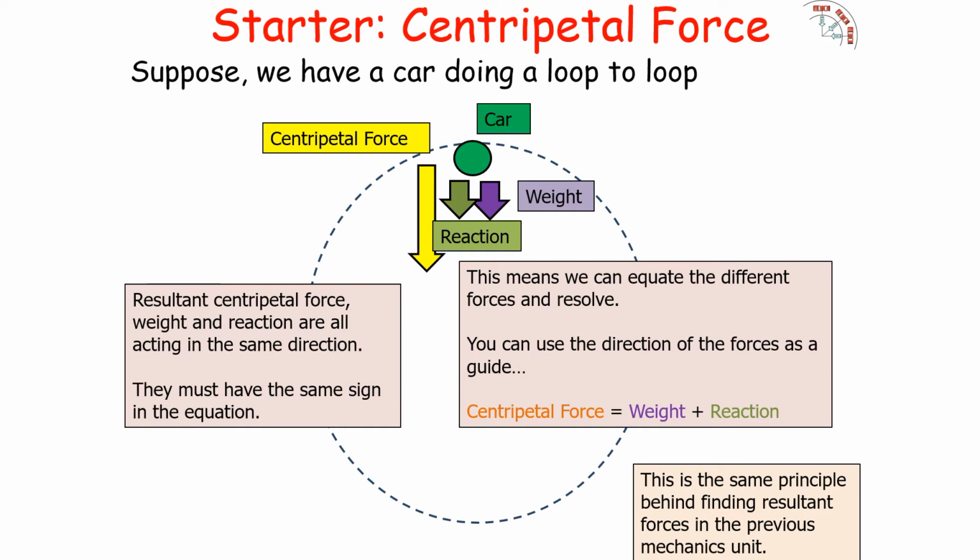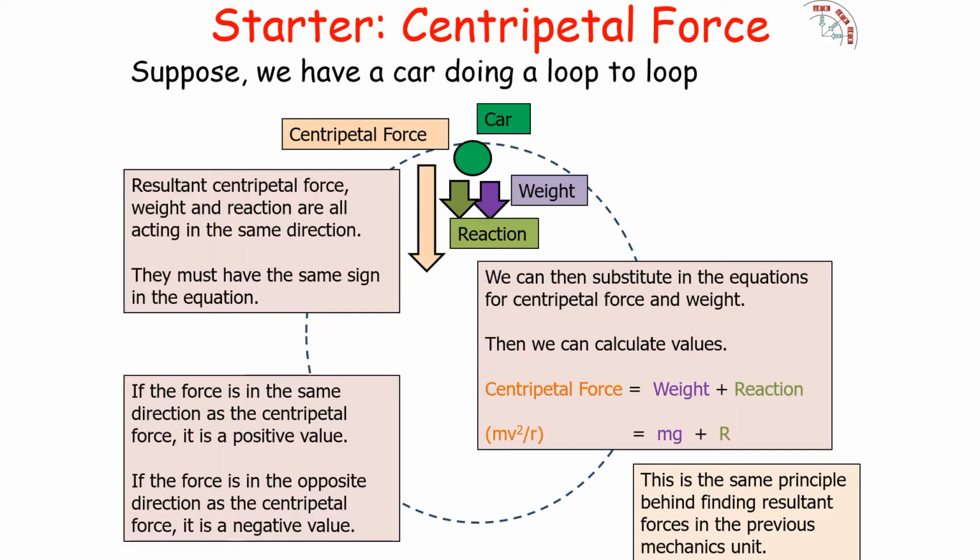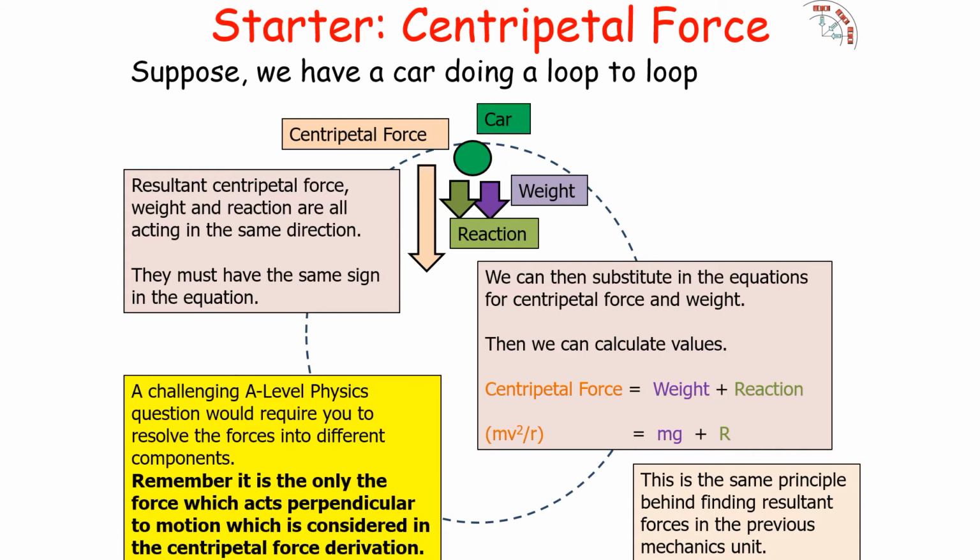So therefore the centripetal force is equal to weight plus reaction. So mv squared over r is equal to mg plus R. So therefore a challenging physics question would sometimes require you to resolve forces into different components. But remember, it's only the forces which act perpendicular to motion that are considered in the centripetal force derivation.